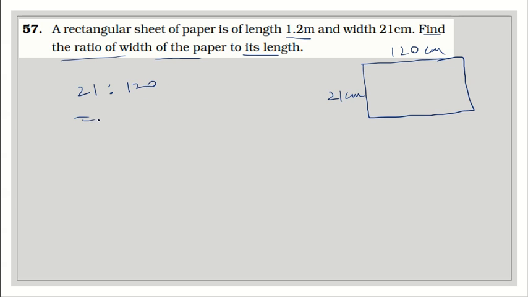Now on cancellation, by their common factor 3, 3 sevens are 21, 3 forties are 120. So 7 is to 40 is the ratio of the width of the paper to its length. See children, I am not writing the working steps. Okay, you need to know how to write the working steps. I am just giving the logic behind the solution, how to think. Okay, moving on to question number 58.